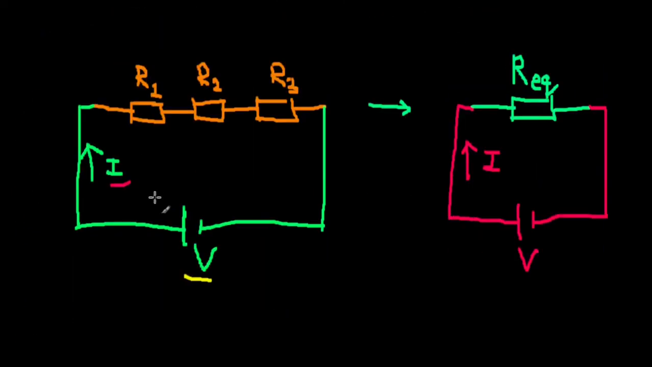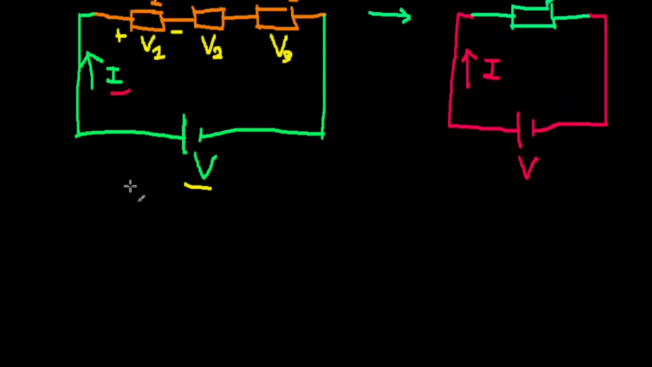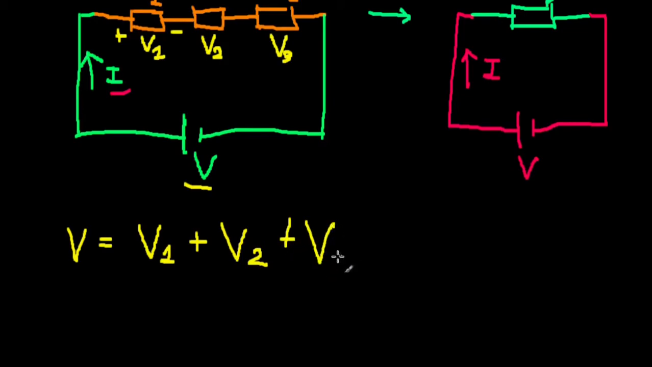Alright, so if we say that this is V1, this has a voltage of V1 across it, this has a voltage of V2 across it, and this has a voltage of V3 across it. You can include the polarities like this, plus minus plus minus plus minus. So we are going to have V equals V1 plus V2 plus V3.